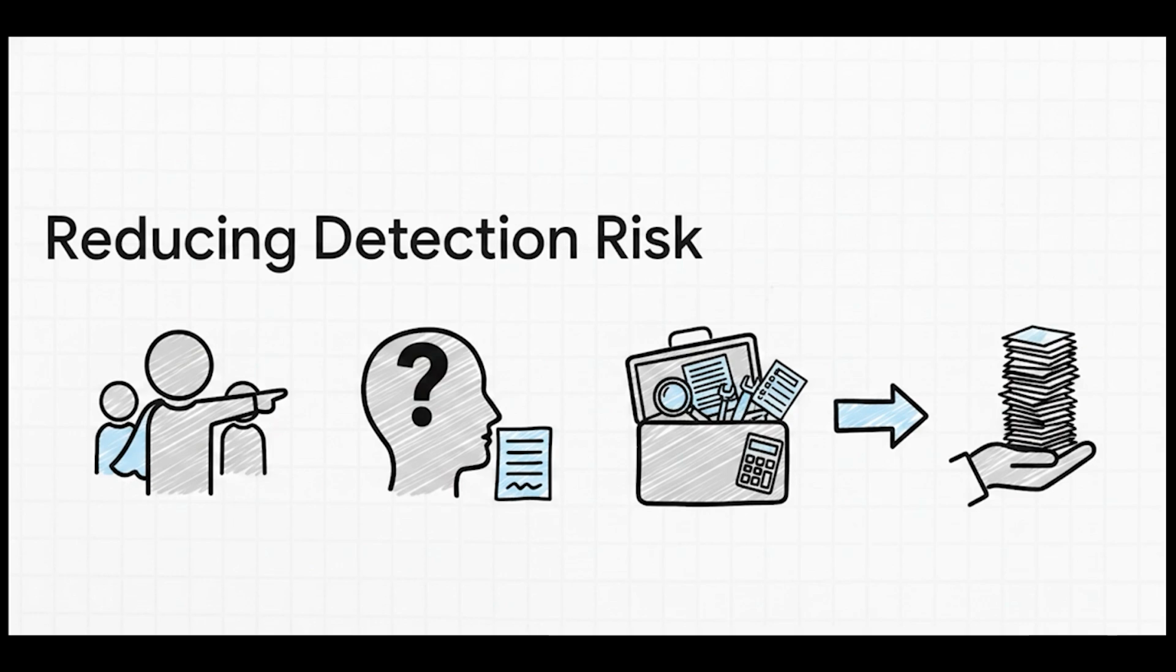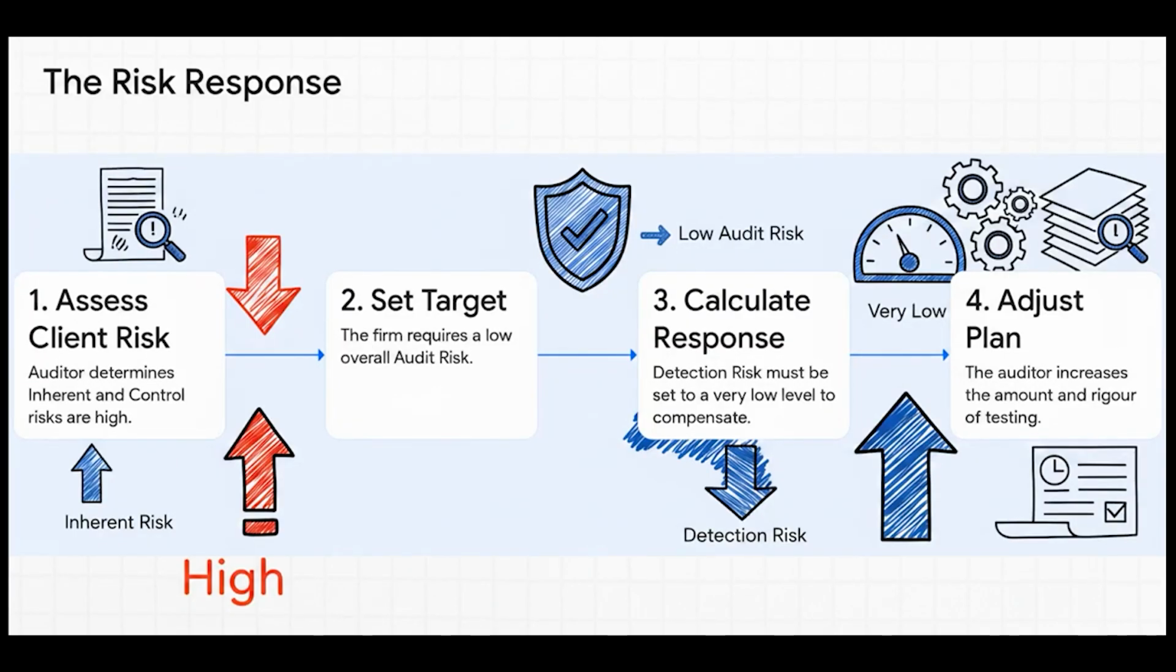And how do they do that? Well, they bring in their A-team, their most experienced staff. They do more work. Maybe they test 500 items instead of just 50. And they crank up their professional skepticism, questioning absolutely everything. This flow here shows that inverse relationship perfectly. Just follow along. The auditor assesses the client's risk and it's high.